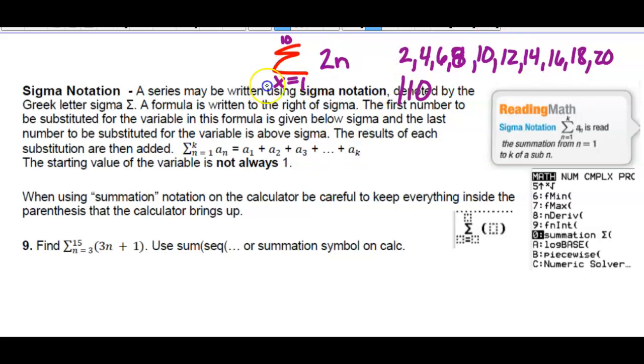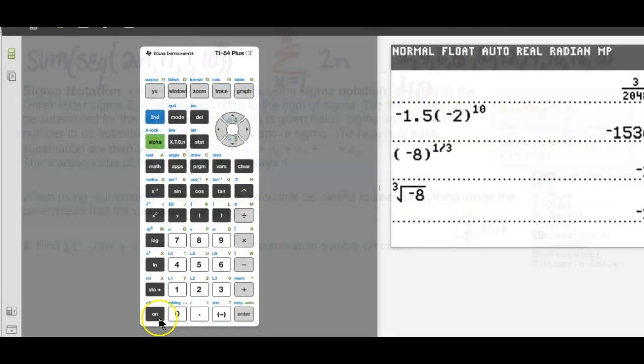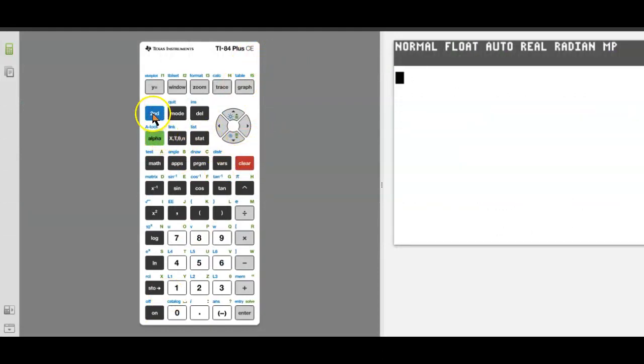So there's a way to do this on the calculator. Okay, there's 2 ways. One way is to find the sum of a sequence, and then you have to tell it where 2n is the formula, n is the variable, 1 is the first term, 10 is the last term. That looks kind of complicated. I'll show you where those buttons are. It can be useful. It's under list. A sequence, just think of it as a list of numbers.